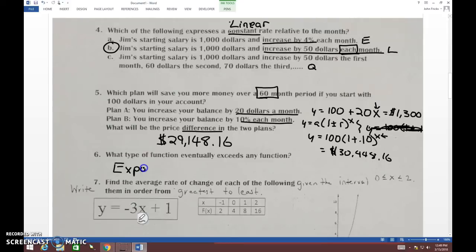Exponential. We talked about that in class. Told you need to know that. That is on the test tomorrow, so make sure you know that answer.